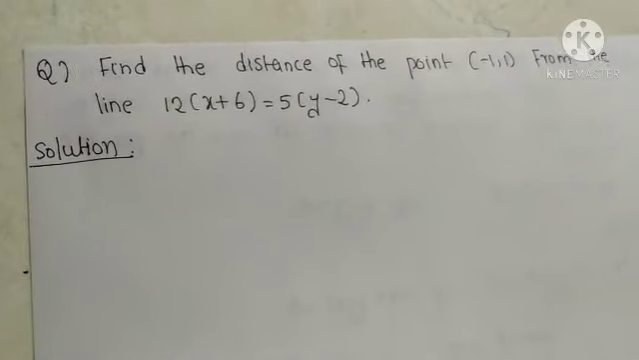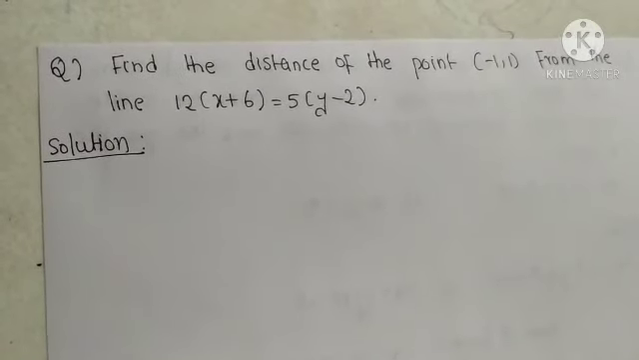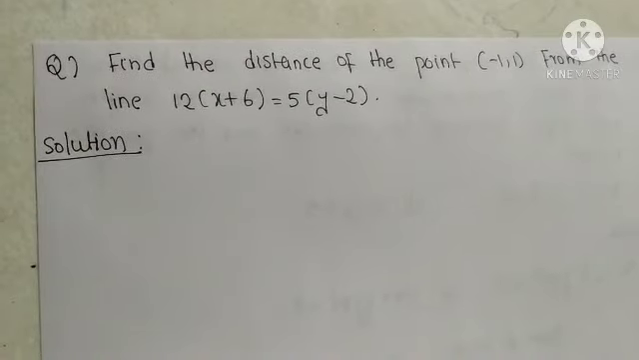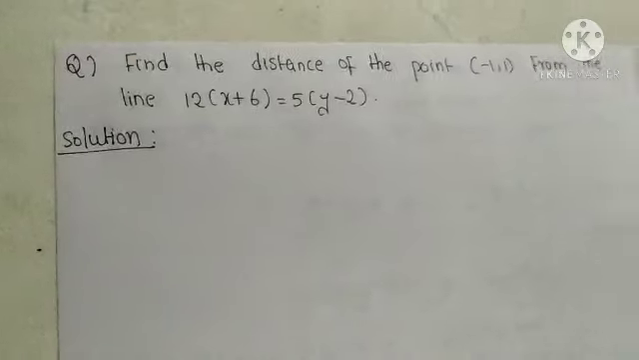This is our last question. Find the distance of the point minus 1 comma 1 from the line 12 into x plus 6 equal to 5 into y minus 2. Okay, so let's start the solution of this question.